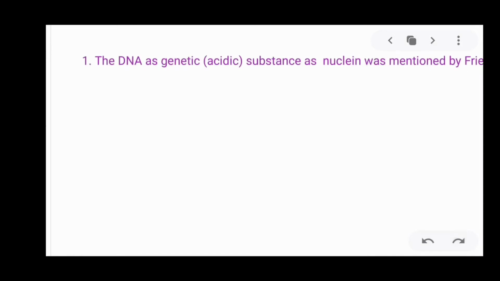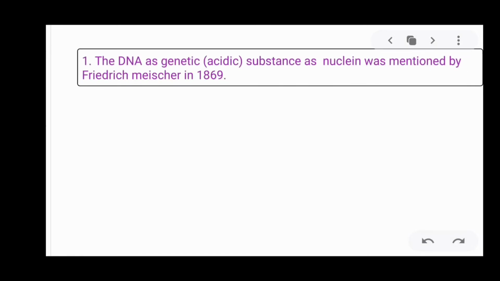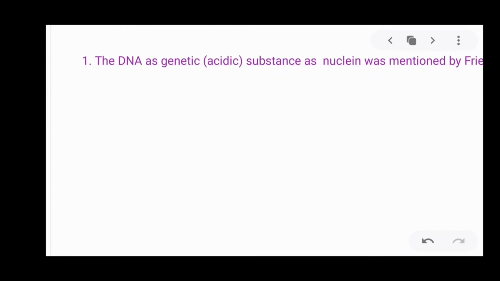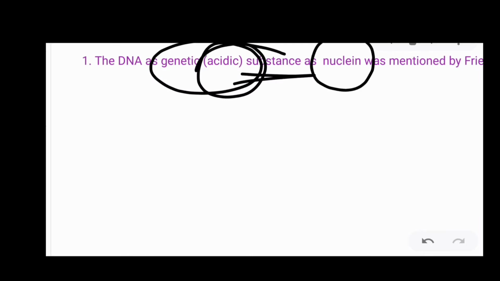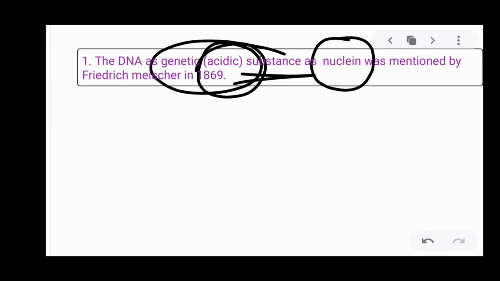Now coming to the point of how DNA was discovered. DNA as a genetic substance, called nuclein, was first mentioned by Friedrich Miescher in 1869. So first he only suggested that there is a thing called DNA, which is acidic, and he called it nuclein and said that this is the genetic matter present in human beings.